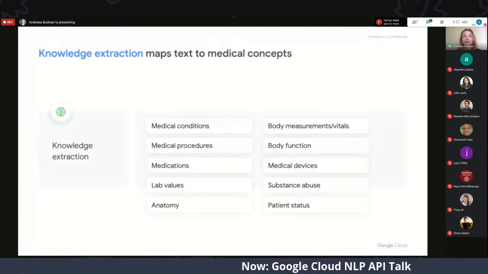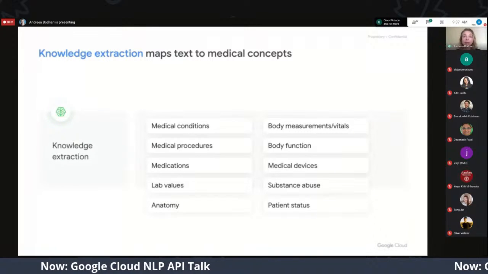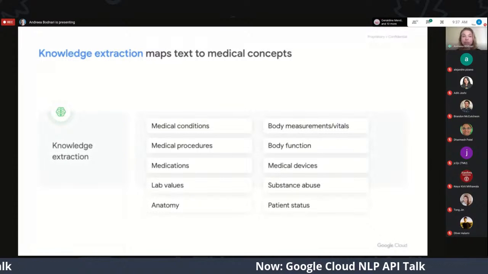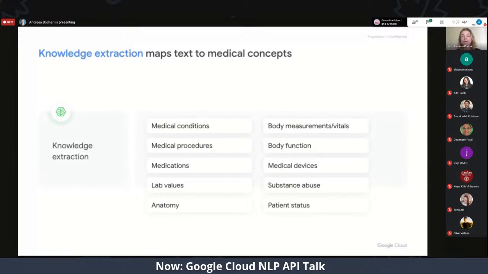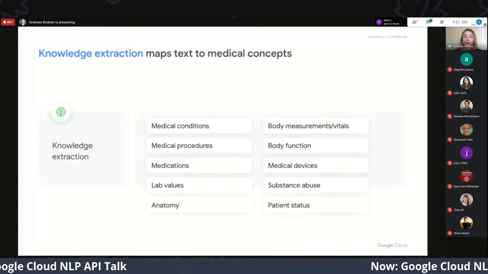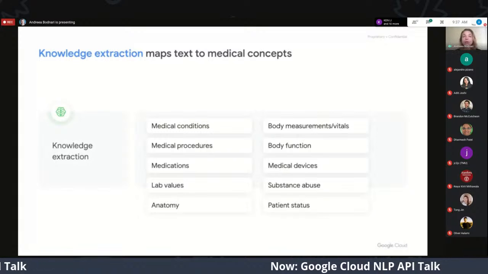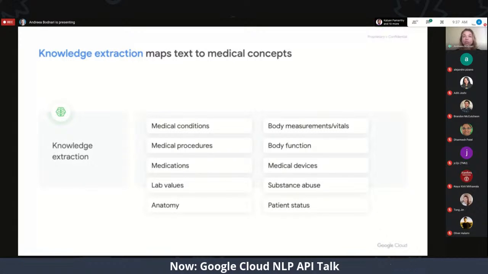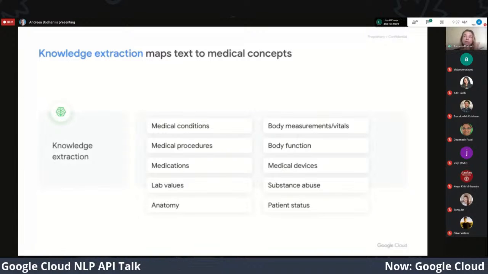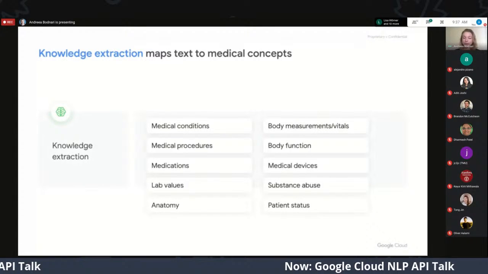The knowledge extraction module maps text to medical concepts. We target 10 core medical concepts, things like medical conditions, medical procedures, medical devices, body functions. If you pass a piece of medical text or even a PDF through the Healthcare Natural Language API, it will identify every mention of these core medical concepts.